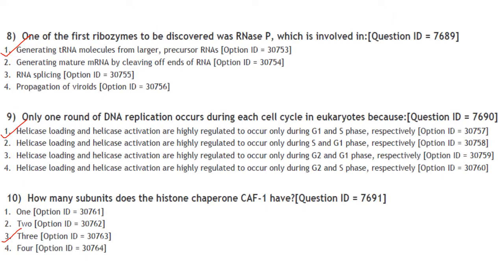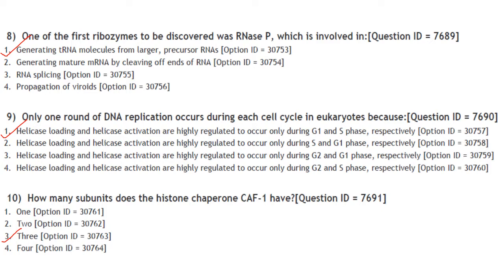Then next one. One of the first ribozymes to be discovered was RNase P, which is involved in. RNase P is involved in generating tRNA molecules from larger precursor RNAs. Answer is option 1.